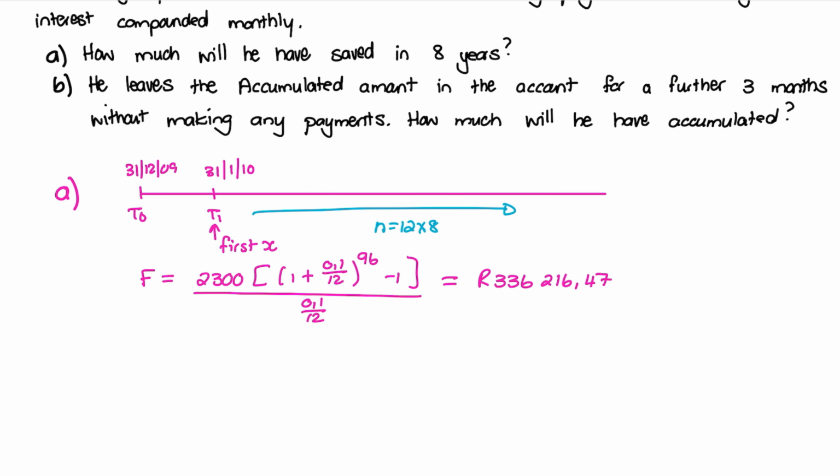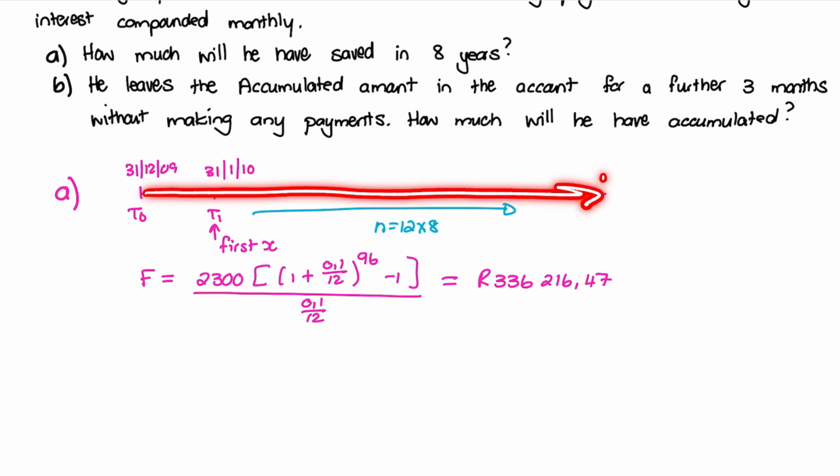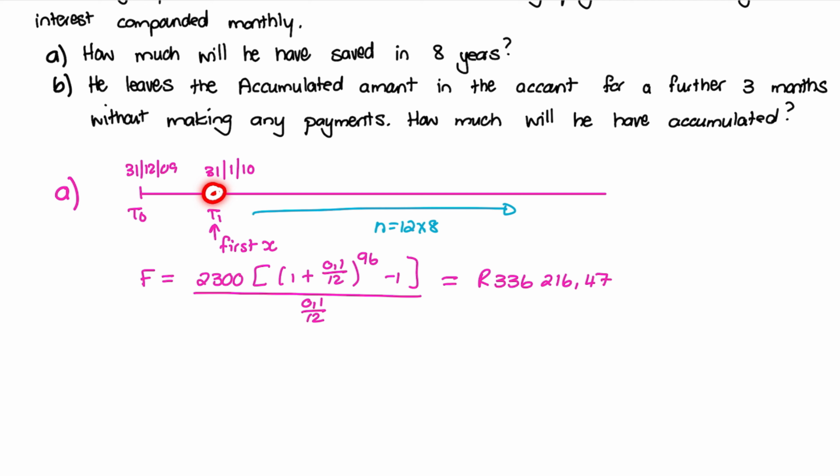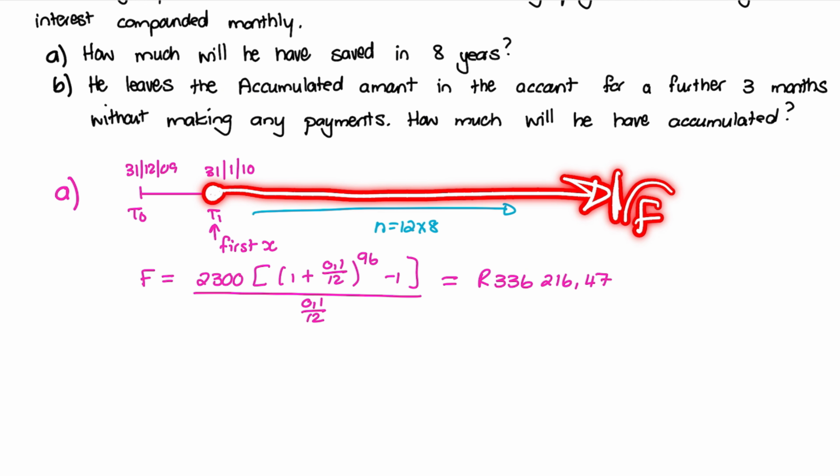The next thing that students often get wrong is they choose the wrong formula from the formula sheet. In this question, we use the future value annuity or the F formula because if you look at our timeline, we receive money at some later point in time. So F stands for future. Our first payment is right here, but the payout is somewhere in the future.